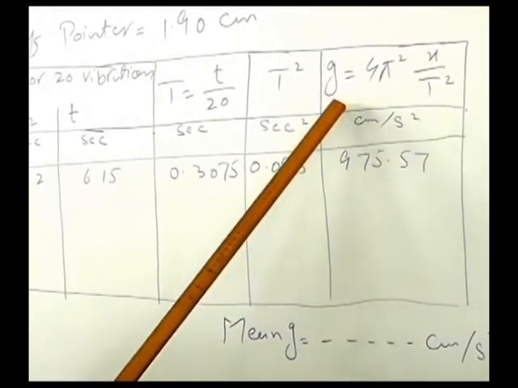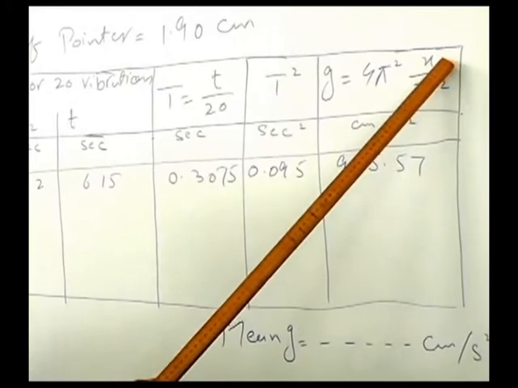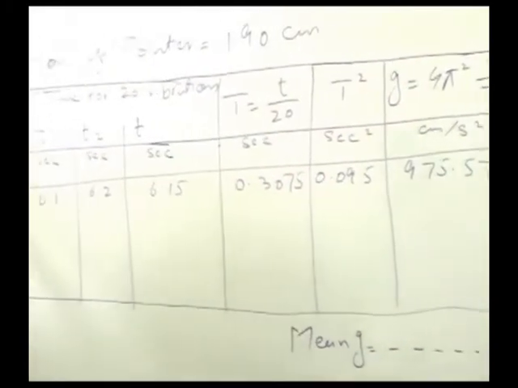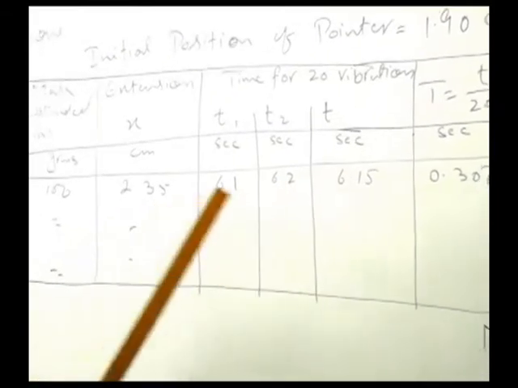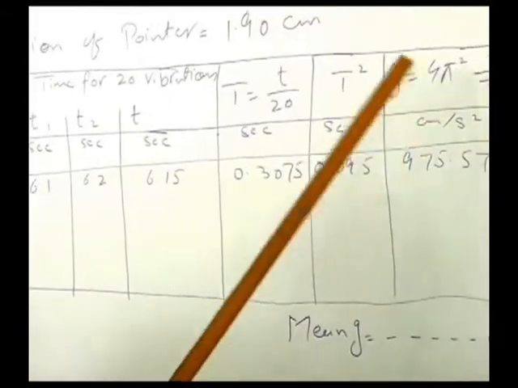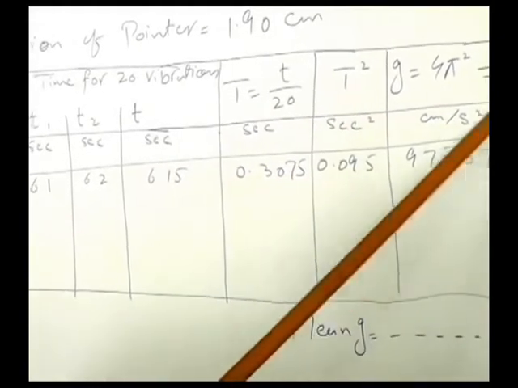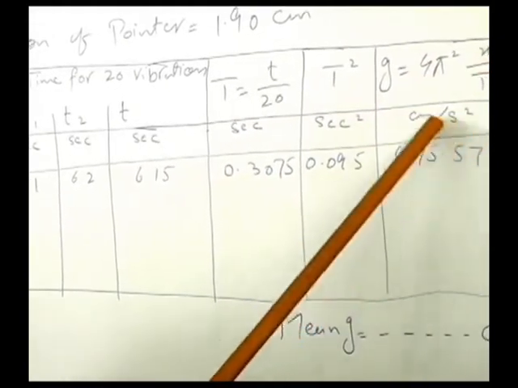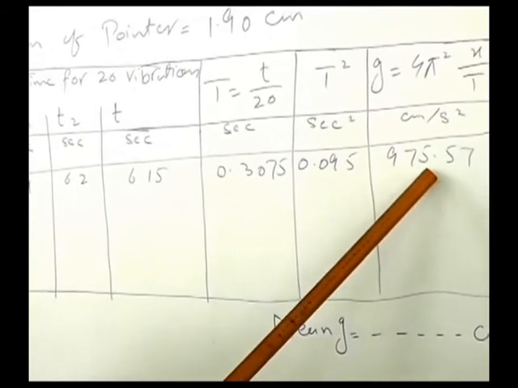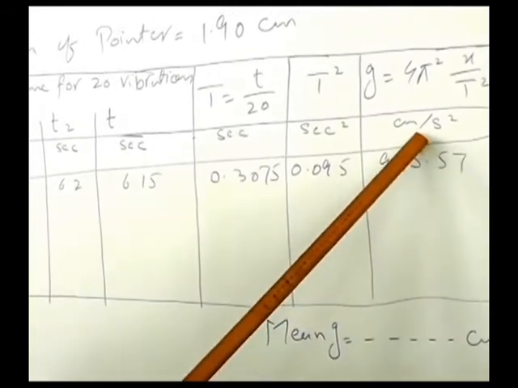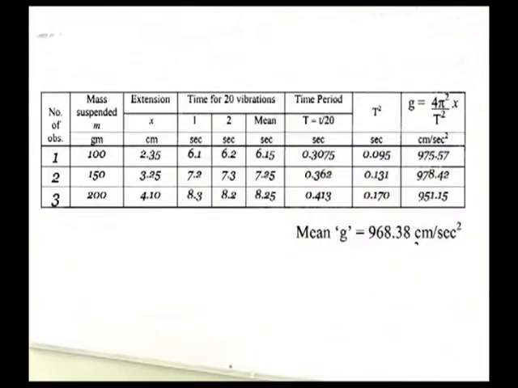According to the mass oscillation of the mass spring system, the formula of gravitational acceleration is this, in which we have to put the value of extension of the spring, which we observed at the start of the experiment, and substitute the value of the time period of the oscillating mass spring system. The calculation gives us the value of gravitational acceleration, which is 975.57 centimeter per second squared.